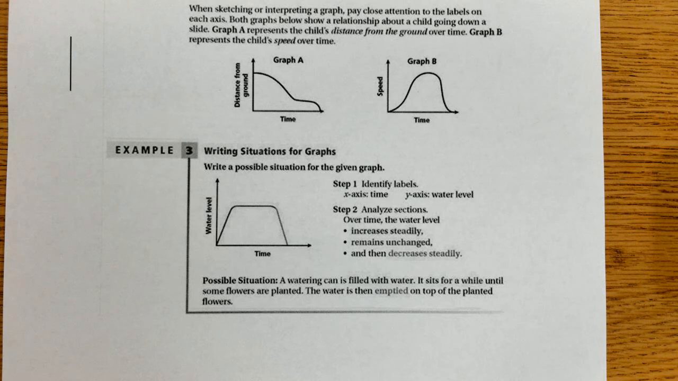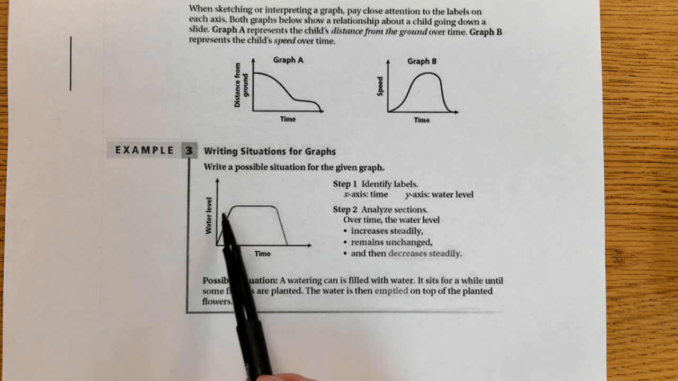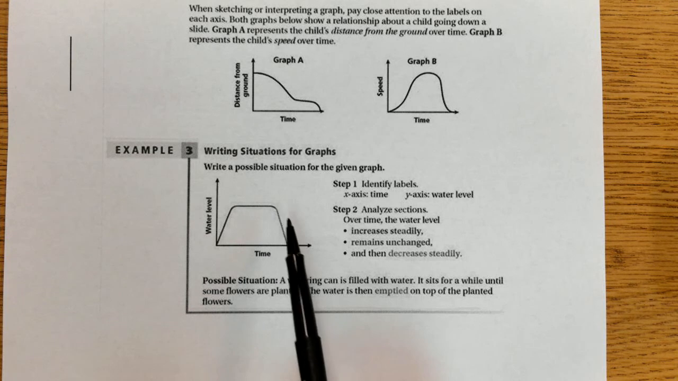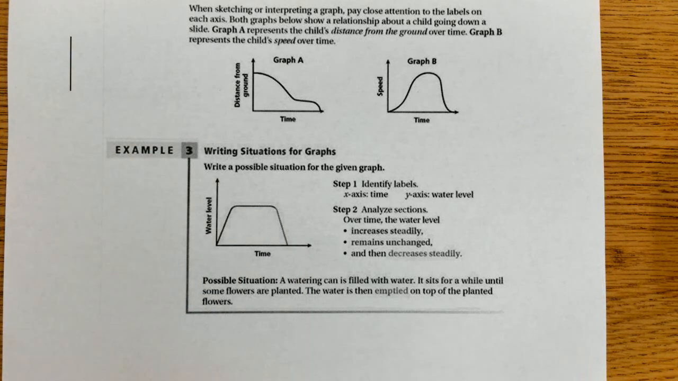Okay? So here a possible situation. A watering can is filled with water. It sits for a while until some flowers are planted. The water is emptied on top of the planted flowers. Okay, so you're filling it with water, putting it to the side while you garden, so it's just sitting there as time passes, and then you water your flowers, so it decreases.